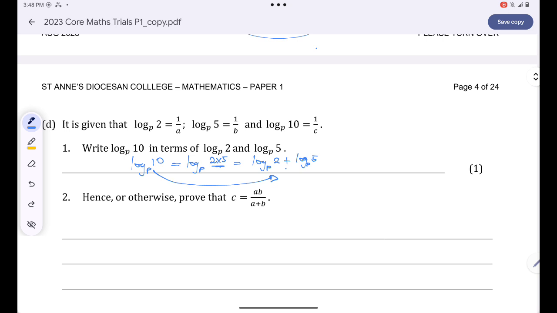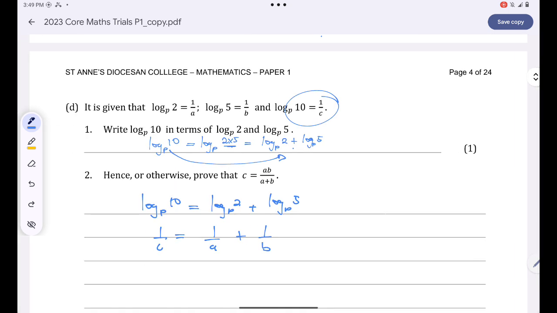And then now we are told to hence or otherwise prove that c is equal to that. Remember that we've just shown that log 10 base p is equal to log 2 base p plus the log of 5 base p. Log 10 base p is just equal to 1 over c. Log 2 base p is 1 over a. Log 5 base p, that's 1 over b. I'll have 1 over c on the other side.